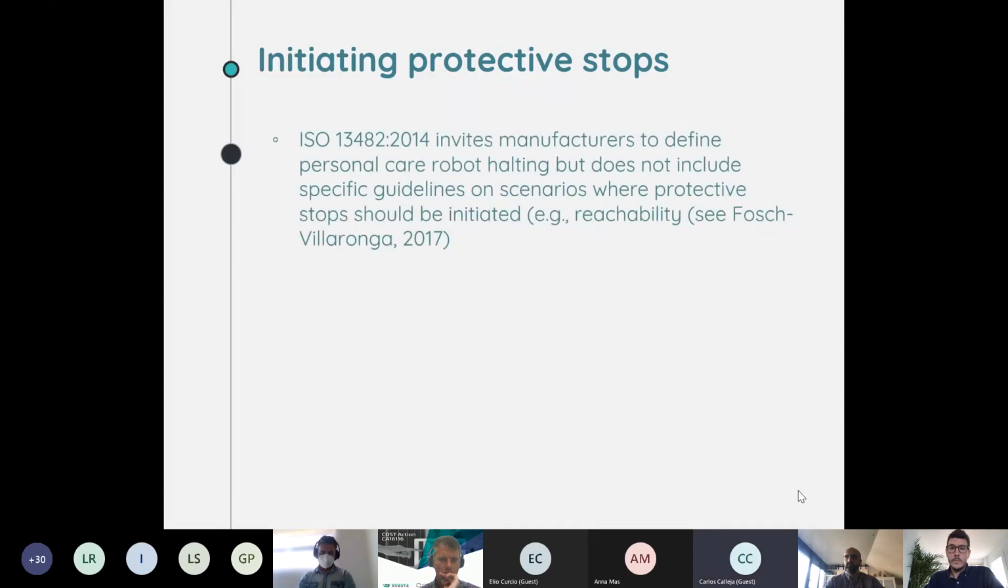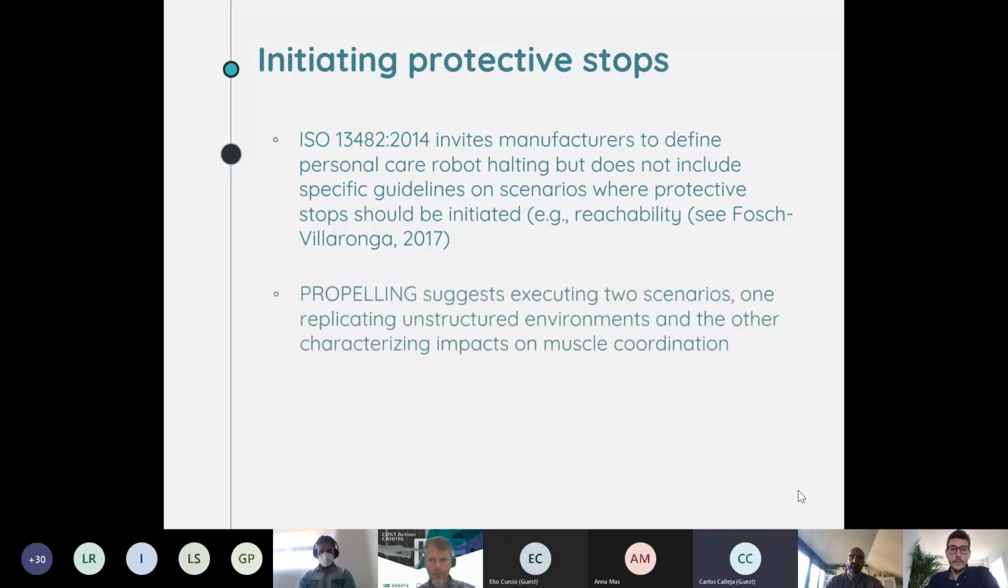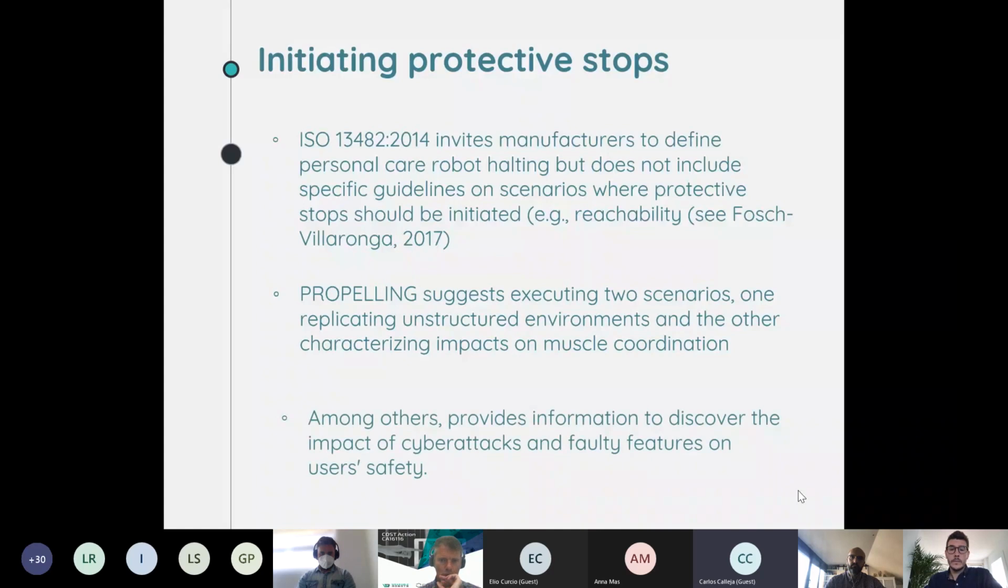And this is because the ISO standards invite manufacturers to define personal care robots halting, but do not include specific guidelines on scenarios where it can be initiated or whether the button should be reachable or not. And there is consistent research on the lack of specific guidelines on these aspects. So we are trying to unearth the specificities of initiating protective stops and how it should be initiated. And so we basically suggest executing 2 scenarios, one replicating unstructured environments and the other one characterizing impacts on muscle coordination. And the information we will get from those tests, combined with a questionnaire we will distribute among users, will help us to determine to what extent or which should be the guidelines for protective stops.